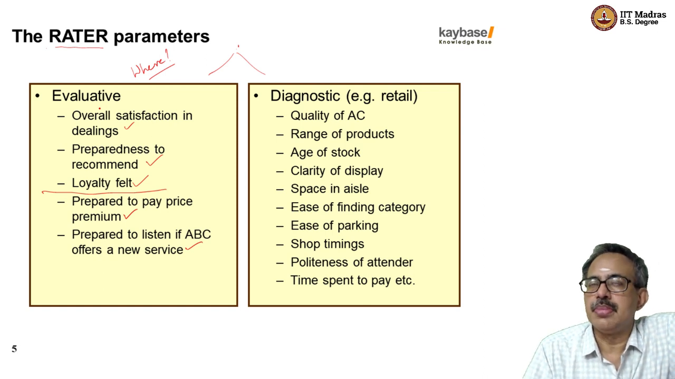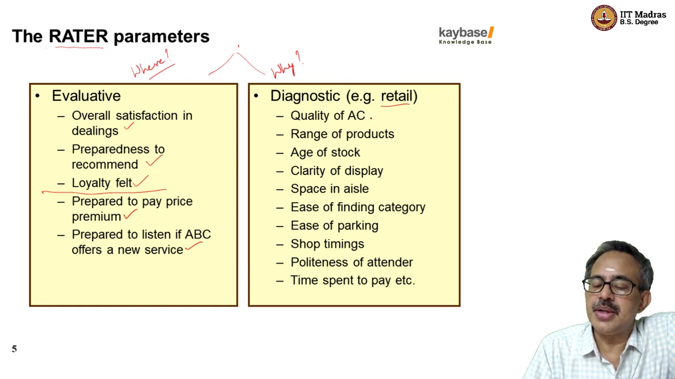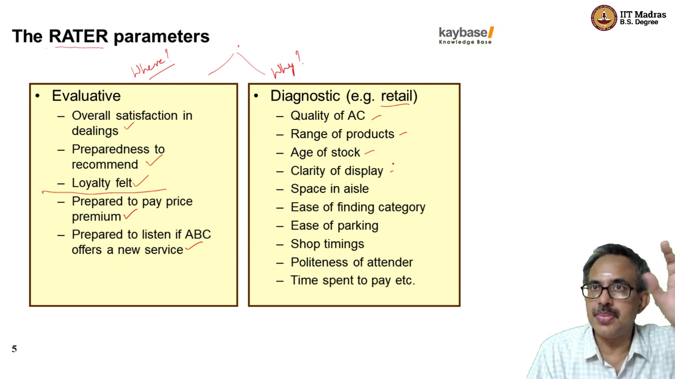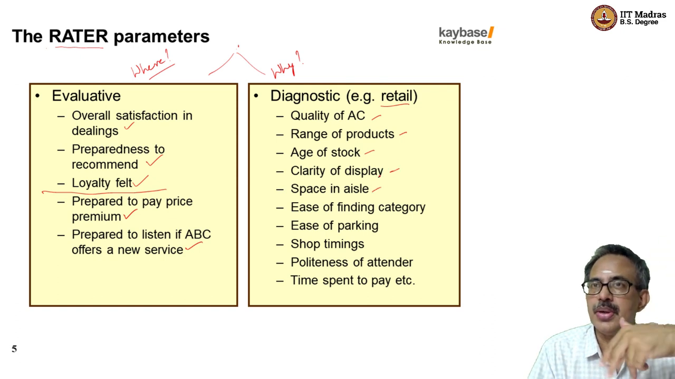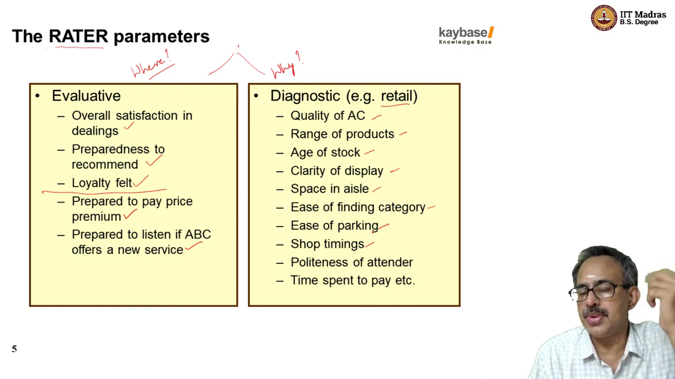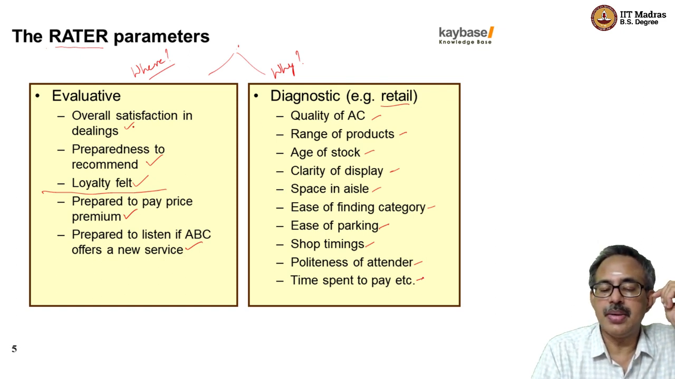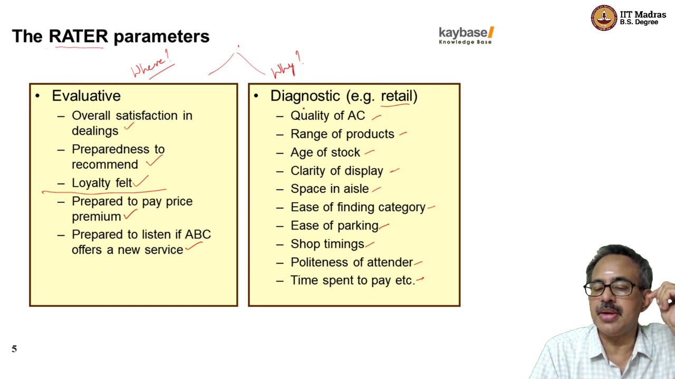So where do you stand today in terms of customer satisfaction? And the other question is, why do you stand where you stand? If you're talking about a supermarket, for example, was the air conditioning good? Was the range of products wide? Was there an absence of expiry stock? Was the display on the aisles clear? Was the space clear to walk? Was it easy to find what I'm looking for? Could I park my vehicle easily? Is the timing suitable? I want milk in the morning. If the shop opens at 9:30, I'm not too happy about the shop. The politeness of the staff there. How long it took at the billing counter. These together will tell me why I am happy or unhappy. So these are diagnostic parameters.